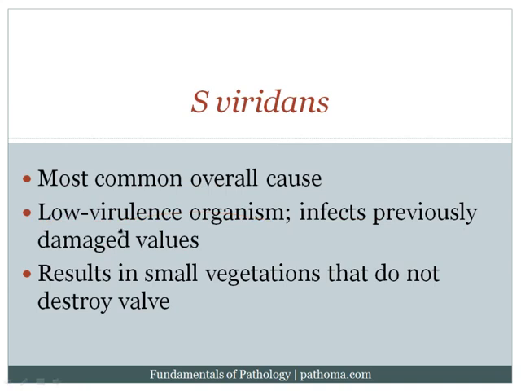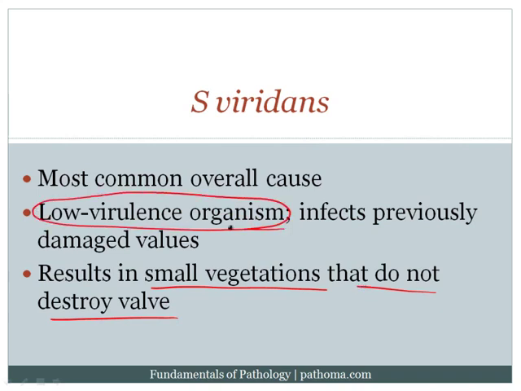And number two, because it's low virulence, it results in small vegetations that will not destroy the valve. And so that's particularly high yield, but all of that's based on the low virulence of the organism. In fact, the endocarditis caused by Strep viridans is also called subacute.